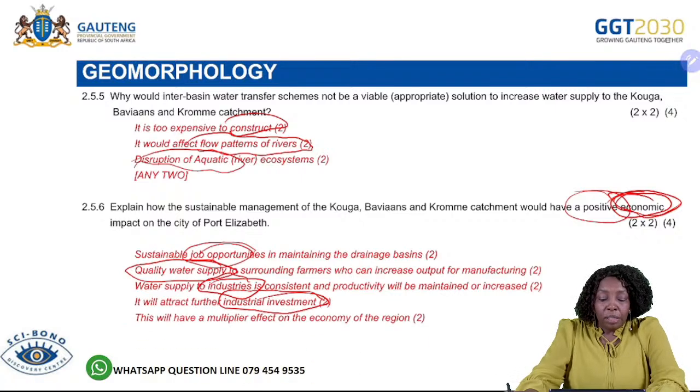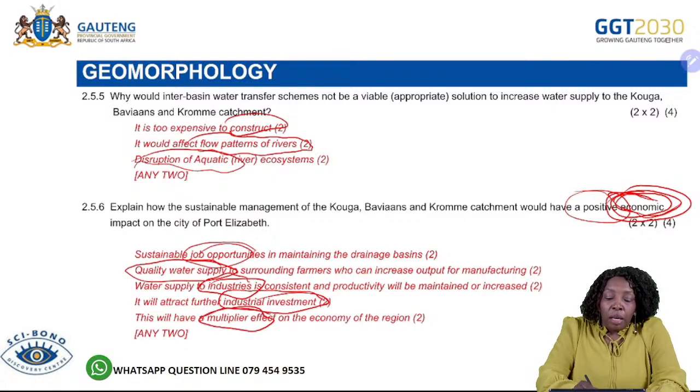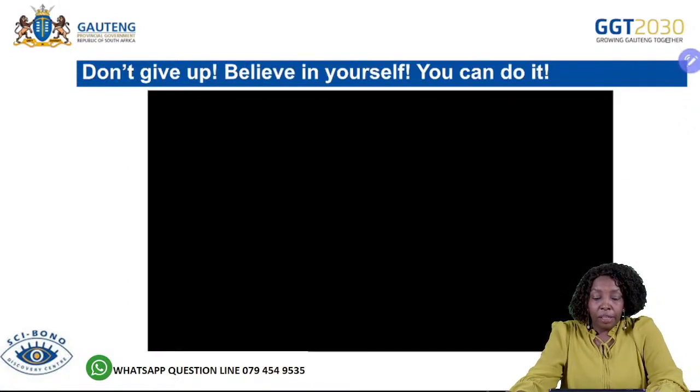When you look at all these answers, boys and girls, all your answers are centered where? On the economic impact, the multiplier effect, which is a result of more jobs that will be created.